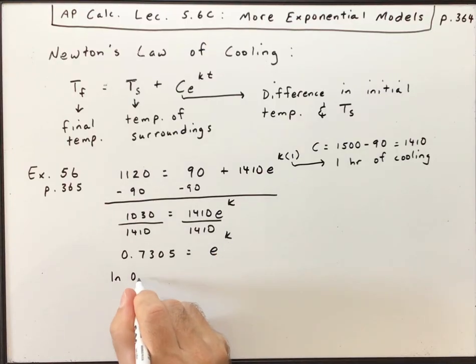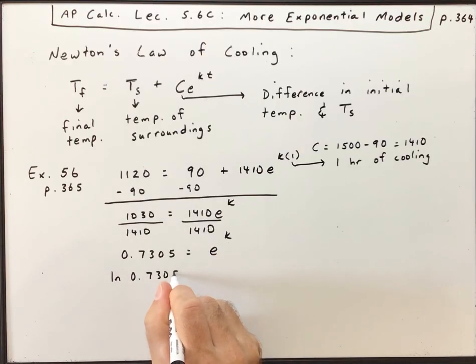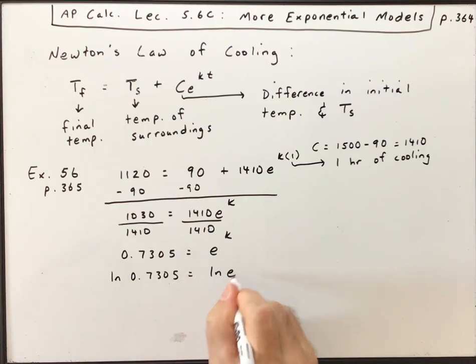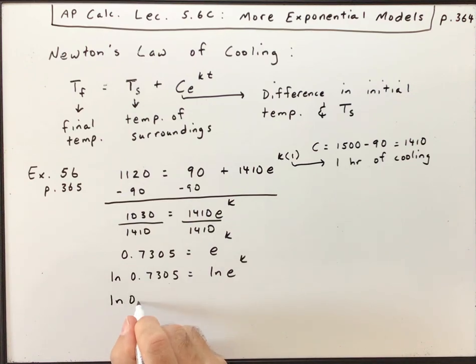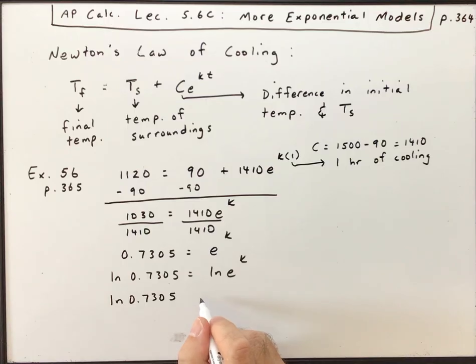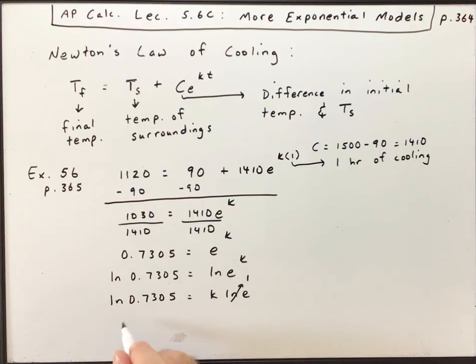So let's take the natural log of both sides. So the natural log of 0.7305 is equal to k times the natural log of e, which is 1. So if you take the natural log of 0.7305, you will get that K is equal to negative 0.314.